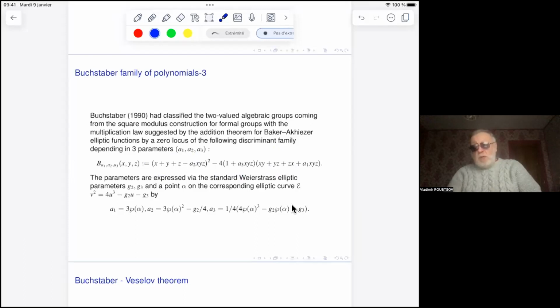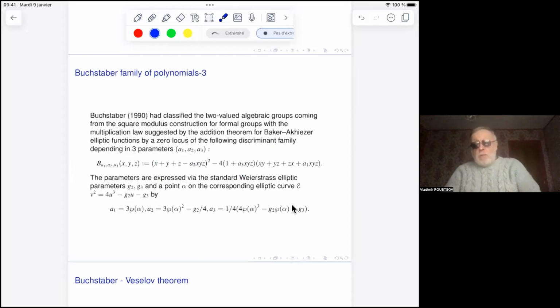But if you consider this polynomial as a function of each of x, y, z, it will be quadratic. And the form of this polynomial in Buchstaber's results is also very specific. It is a square of this expression, you remember I denoted it by sigma 1, and this I denote by sigma 3. So it's sigma 1 minus A2 sigma 3, squared, minus 4 times 1 plus A3 sigma 3, times sigma 2 plus A1 sigma 3.